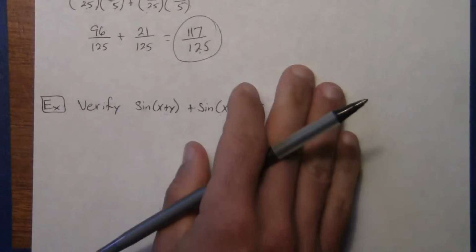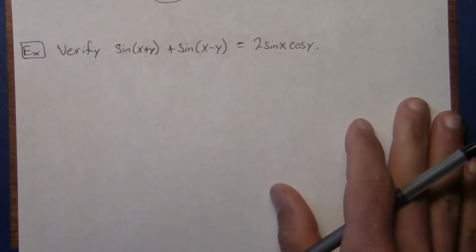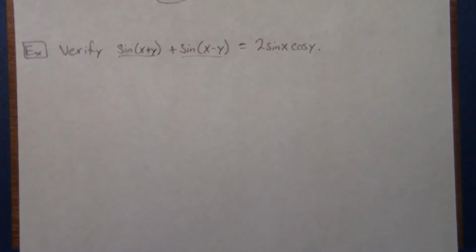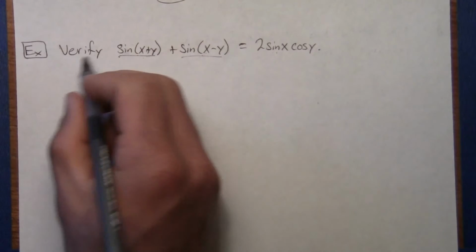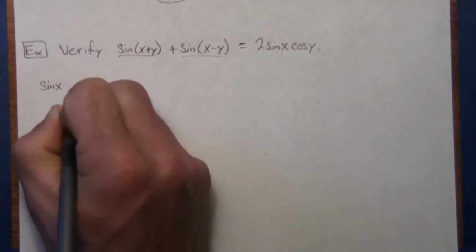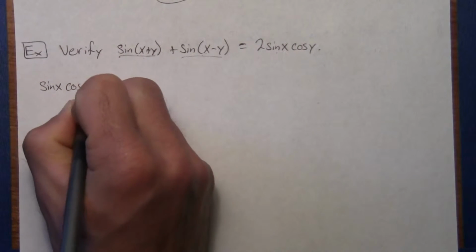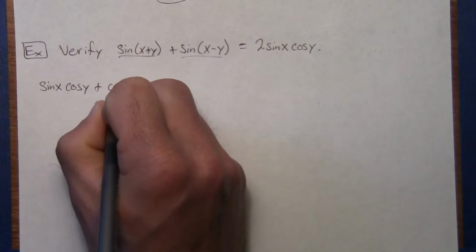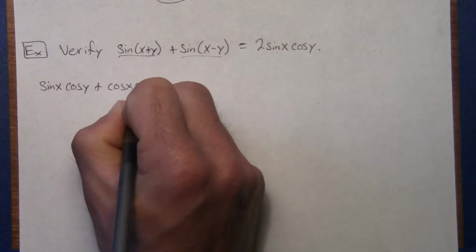The next one is doing a verifying problem like we did in section 2. So I'm going to have to look up the identity for this and the identity for this and expand them both. So look at the first two identities that we wrote down on the board the other day. This will expand out to the sine of x times the cosine of y plus the cosine of x times the sine of y.